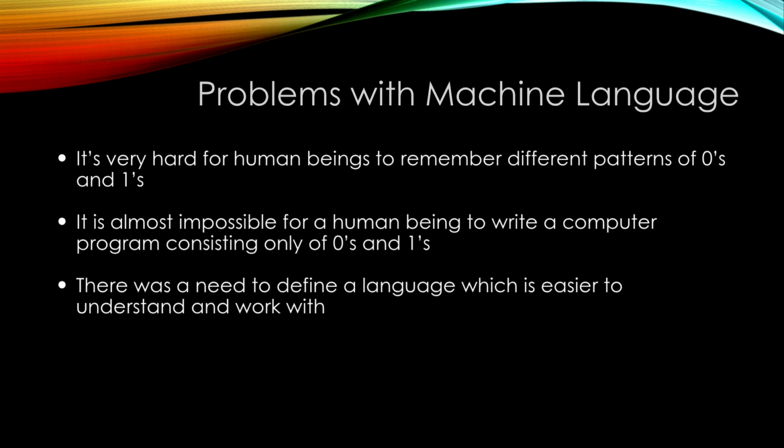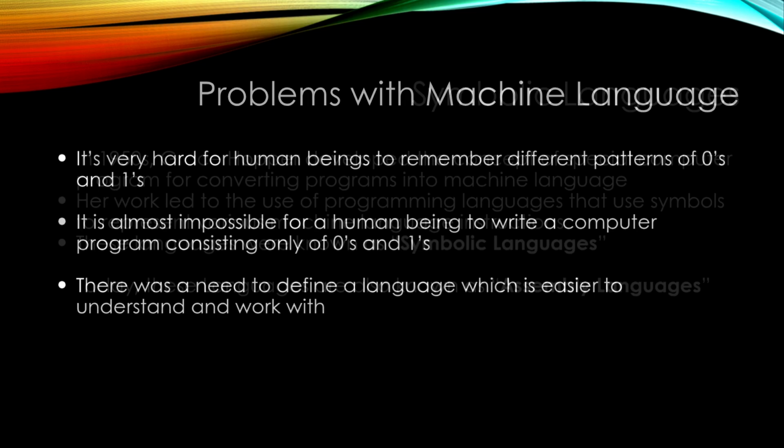Problems with machine language. It's very hard for human beings to remember different patterns of zeros and ones. It is almost impossible for a human being to write a computer program consisting only of zeros and ones. There was a need to define a language which is easier to understand and work with.